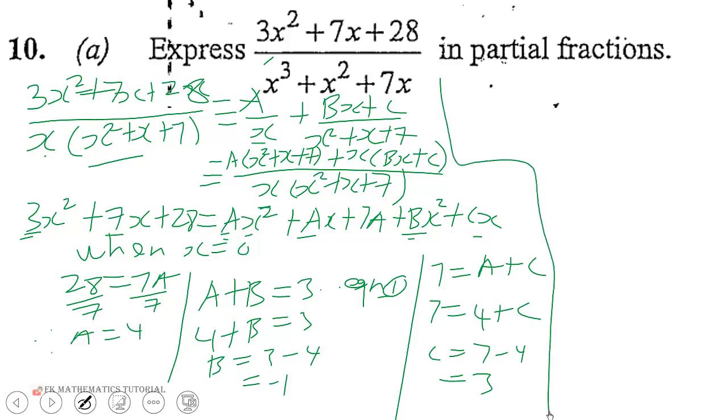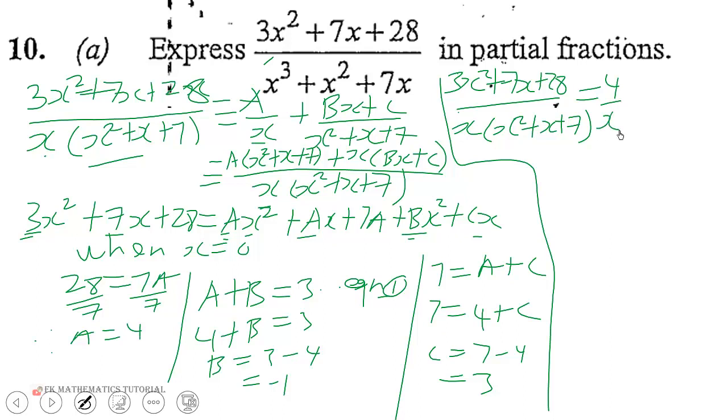So our partial fraction will now be, we will now have 3x squared plus 7x plus 28 all over x into x squared plus x plus 7 is equal to 4 over x, then plus 3 minus x all over x squared plus x plus 7. So that is it.